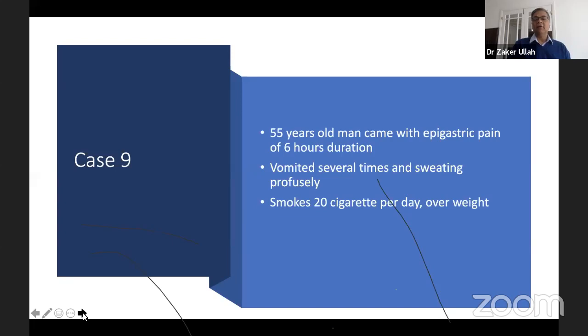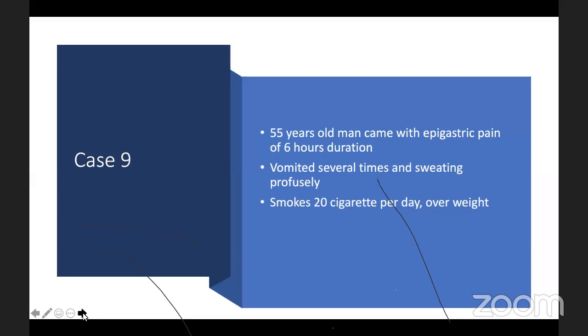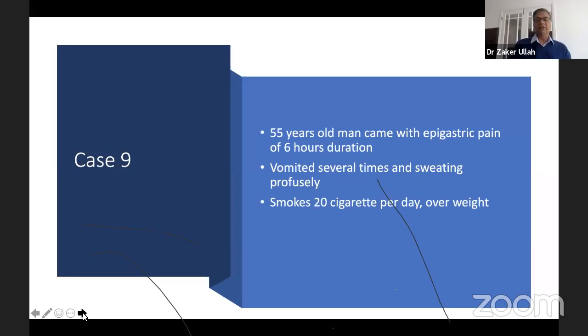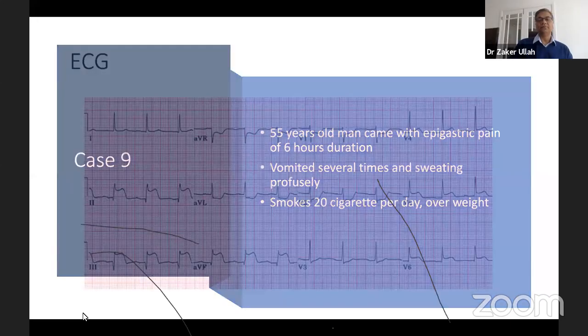Case 9 is a 55-year-old man who came with epigastric pain of 6 hours duration, vomited several times and was sweating profusely. This guy smokes 20 cigarettes per day and is overweight. What is the diagnosis you're thinking? Myocardial infarction. Right, good. So now tell me, what can you see here?